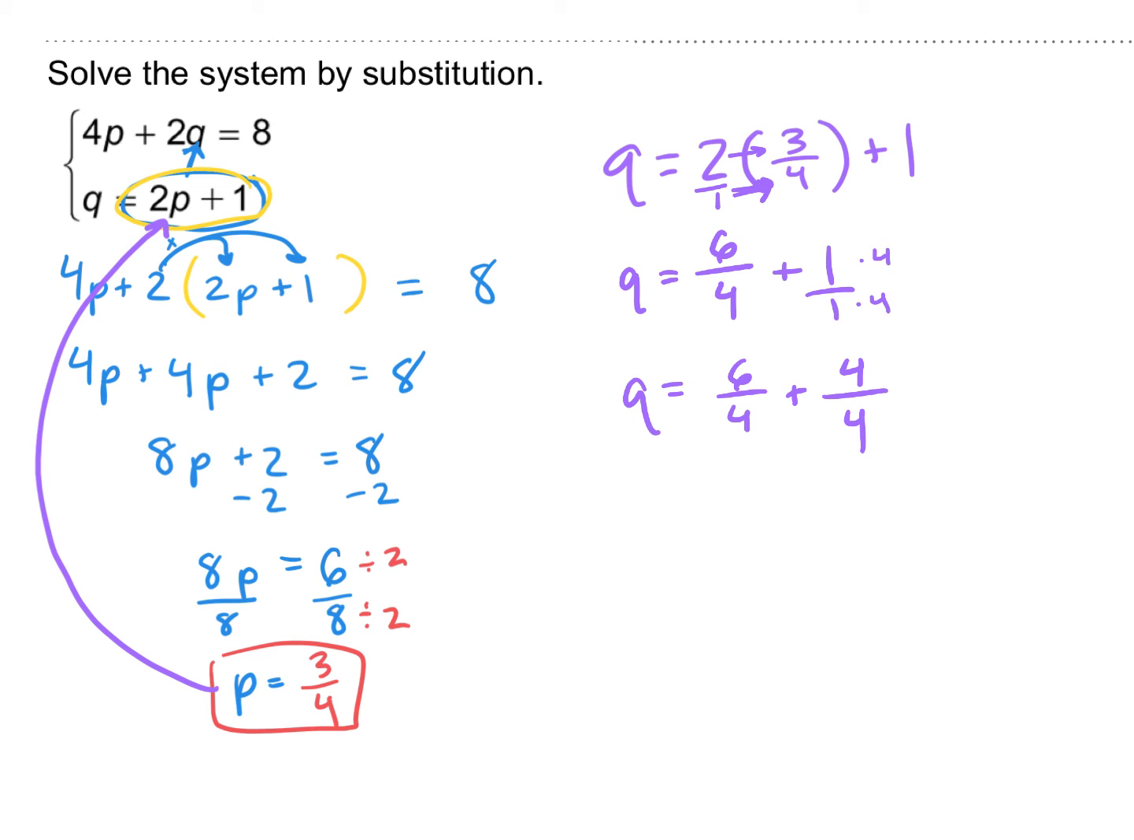So I just multiply 1 to the top and the bottom, because 4 over 4 is still 1. I'm not changing the value of anything. I'm just changing the way that it looks. Now, how do I add fractions? Add the tops and keep the denominator the same. So it's 6 plus 4, 10 over 4.